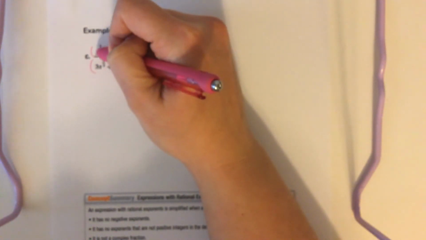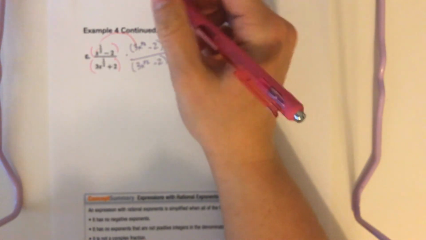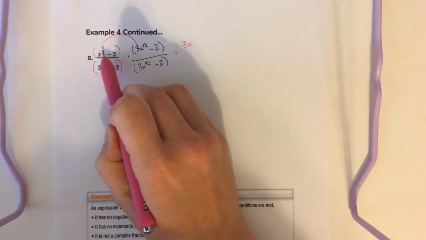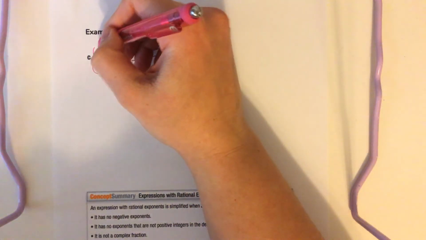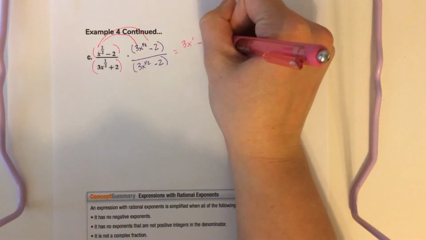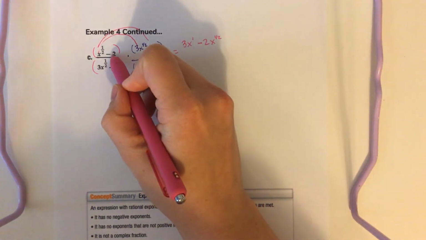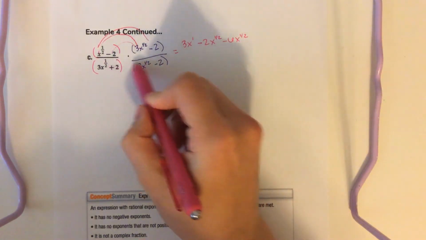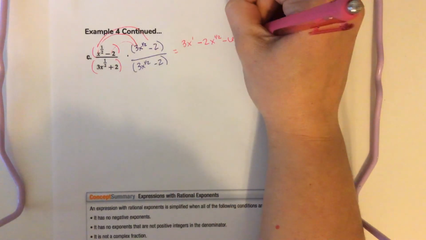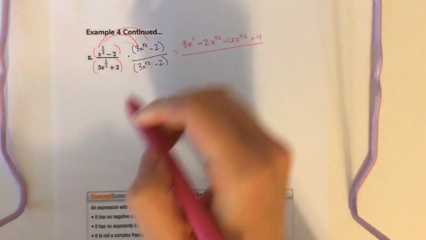So if we FOIL this out, we have our first, so this is going to be 3x to the, I can add these exponents together, 1/2 plus 1/2 is just 1. We have our outside, so this is going to be minus 2x to the 1/2. Our insides, minus 6x to the 1/2. Our last, -2 times -2 is a positive 4.